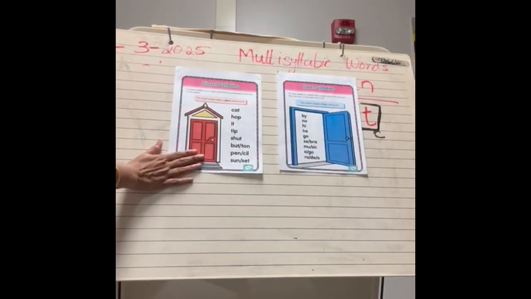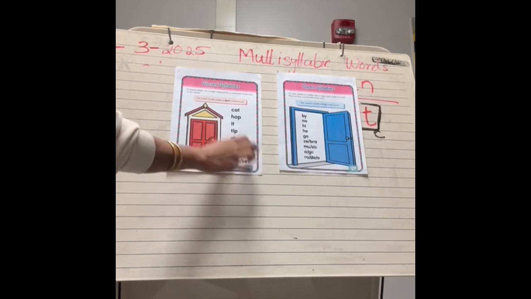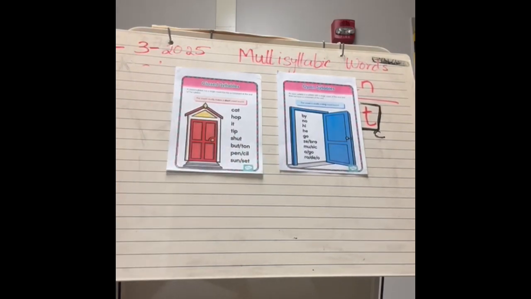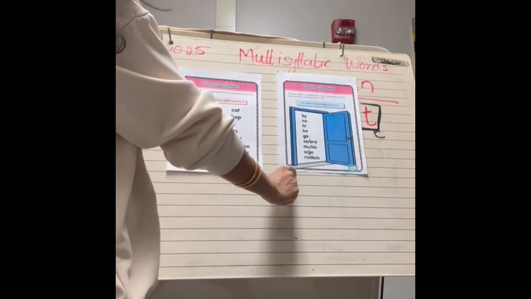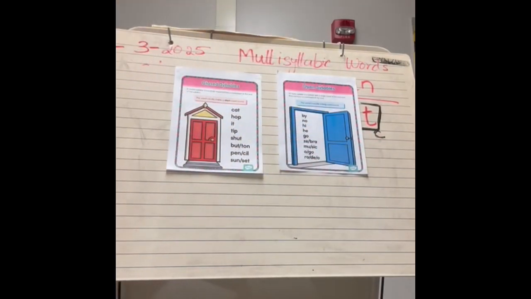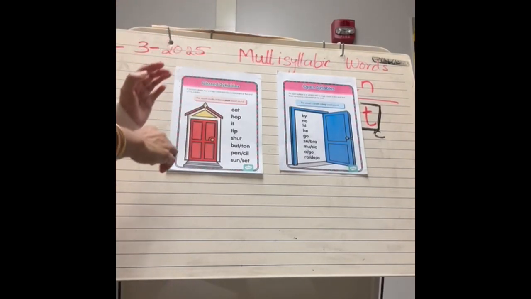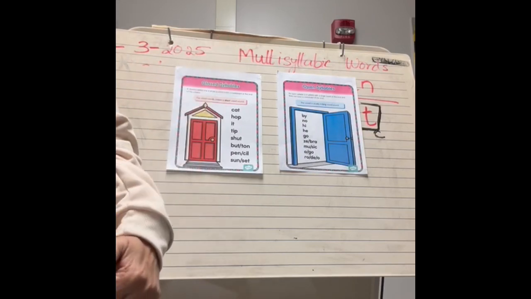So closed syllable, the door is closed, and the consonant closes the door of the vowel, and the vowel says its short sound. Here, the vowel is at the end, there's no consonant following, so the vowel is all free and it shouts its name. Hoo-hoo! I am free. Okay, so that is closed and open syllables.